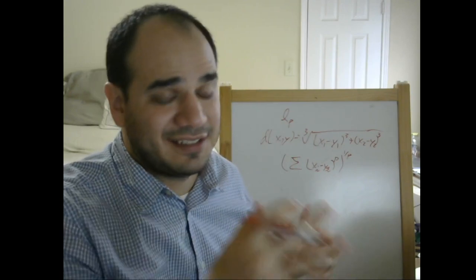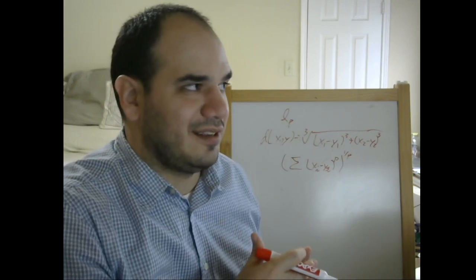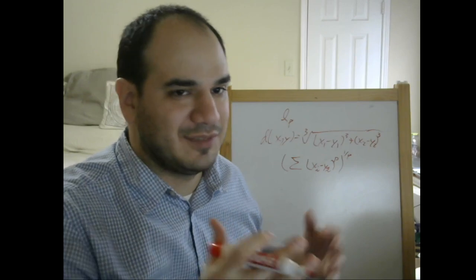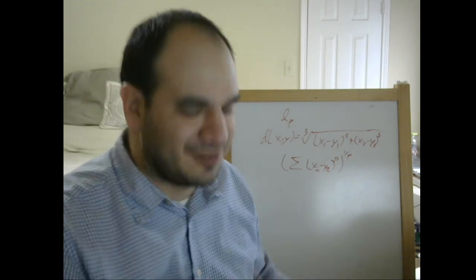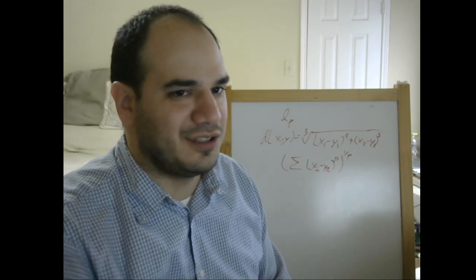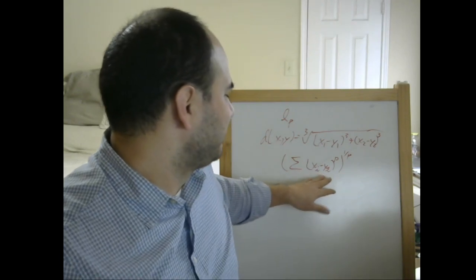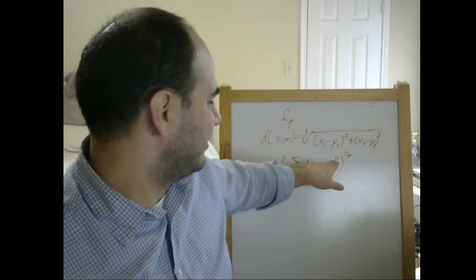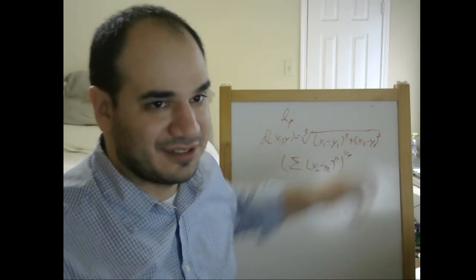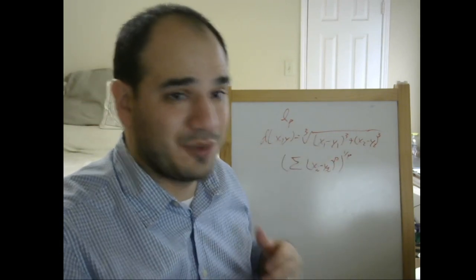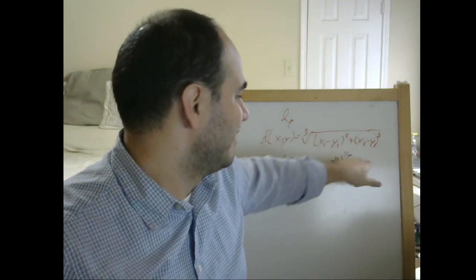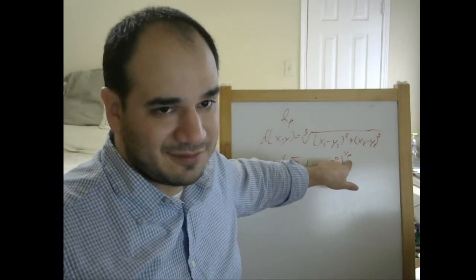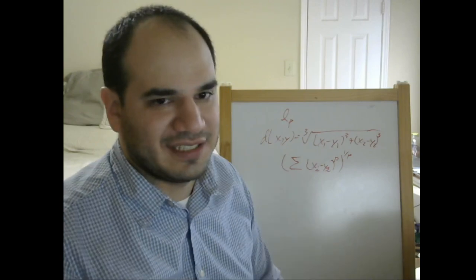And so you can take this in any arbitrary space, any arbitrary number of dimensions, but we tend to think in 1, 2, or 3 dimensions. And so this P corresponds to the power that you put here. So it's not a given that you would take a square inside of here. And then this 1 over P kind of normalizes it all.